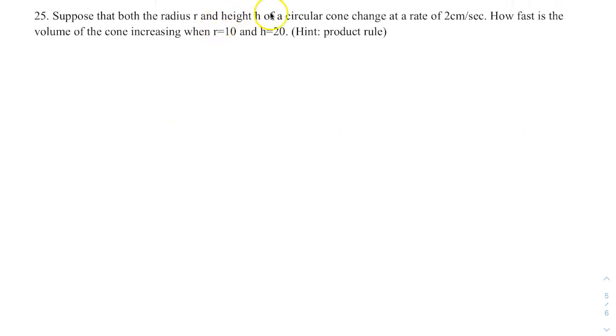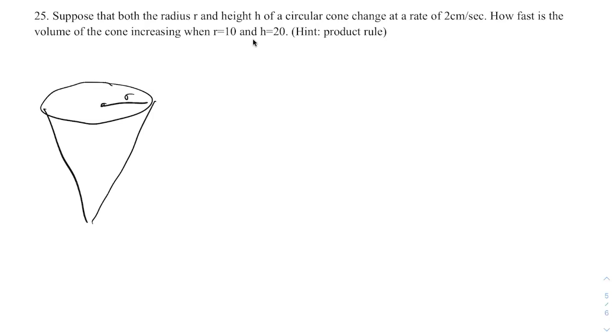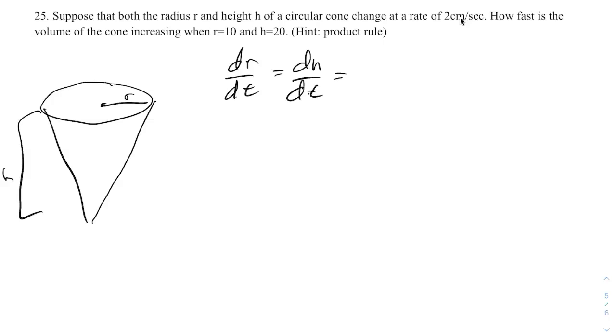Suppose that both the radius and the height of a circular cone change at a rate of 2 centimeters per second. How fast is the volume of the cone increasing when r is 10? The height is 20. So it's similar to the last one. We have our cone here. Now what do they tell us? Suppose the radius and the height of a circular cone are changing at a rate of 2 centimeters per second. So the radius and the height are changing. So remember, changing means rate. They tell us the rate. They gave it to us. So both of those are 2 centimeters per second.